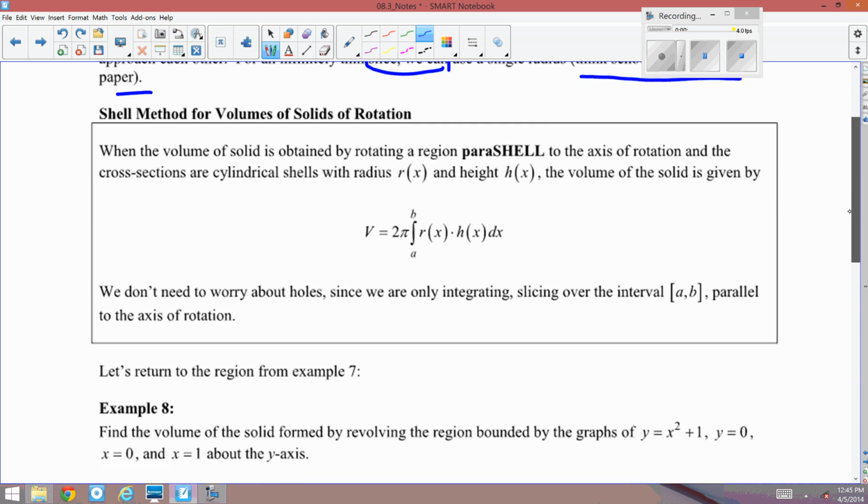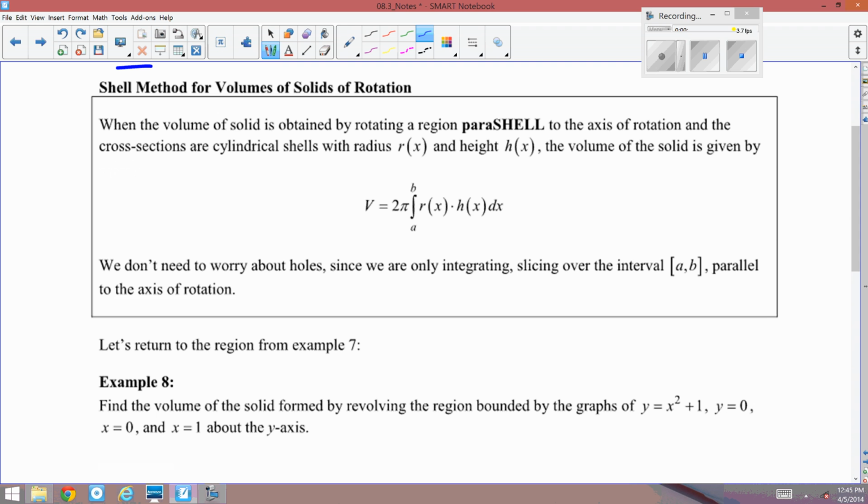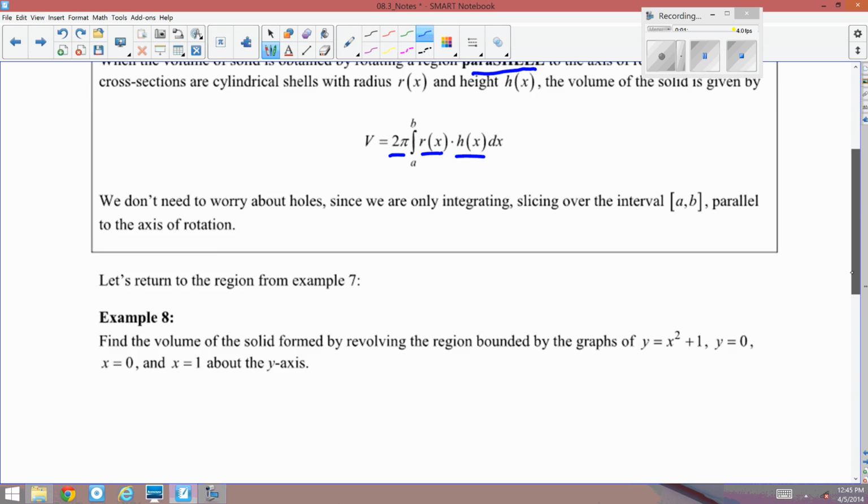So if we want to do the shell method, we're going to rotate a region that's parashell to the axis of rotation. Parallel, pair of shell, get it? And it's pair, like a pair of shells. So that's why it's 2 pi instead of pi this time. So 2 pi times the radius times the height. We won't have to worry about any holes because we're making a shell here.